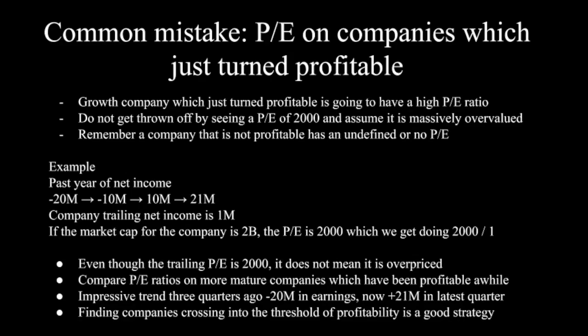And in this hypothetical company, the trend is really positive as net income has improved a lot over the course of the year. Four quarters ago, it was negative 20 million. And in the latest quarter, it's positive 21 million. So that's a dramatic turnaround on profitability. And finding companies which are crossing into the threshold of profitability is a good strategy for us.